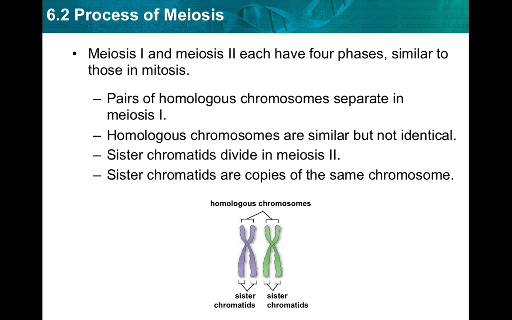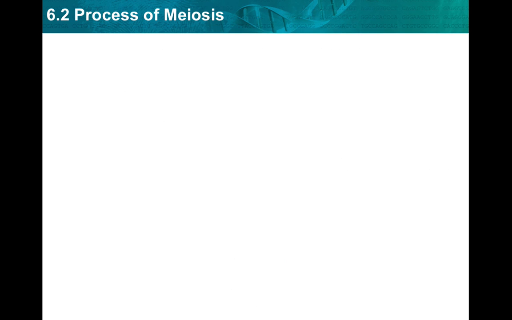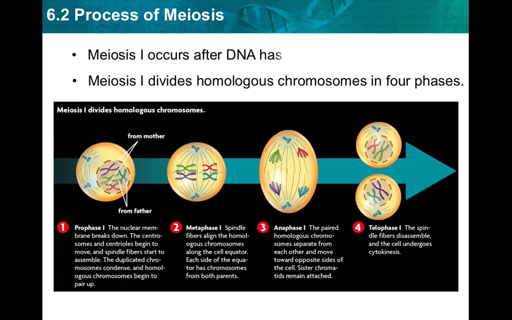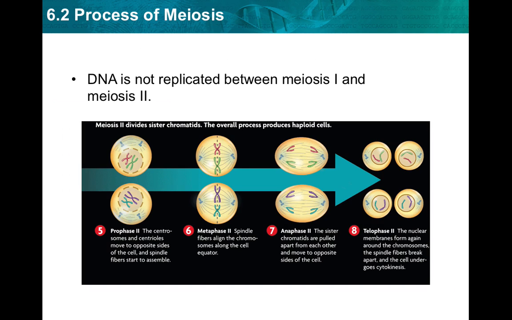Meiosis 1 divides homologous chromosomes into four phases. Okay, so before meiosis 1, DNA has already been copied. It divides two homologous chromosomes, which means two haploid cells with duplicated chromosomes. So that's how it looks.